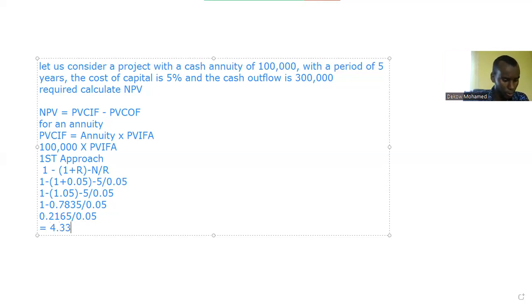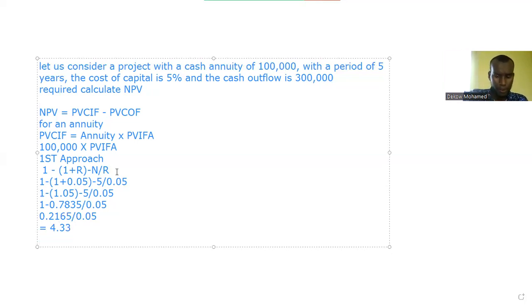If you take 0.2165 divided by 0.05, you get 4.33. Now that is our present value interest factor. Now we need to multiply this with the annuity so that we get the present value cash inflow.